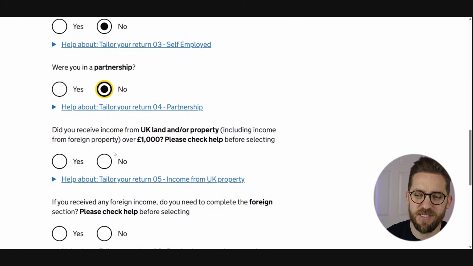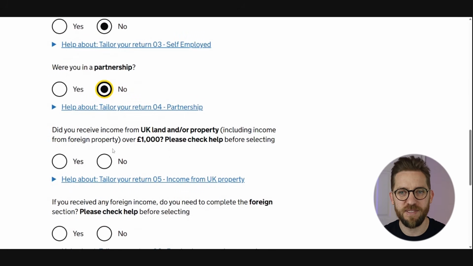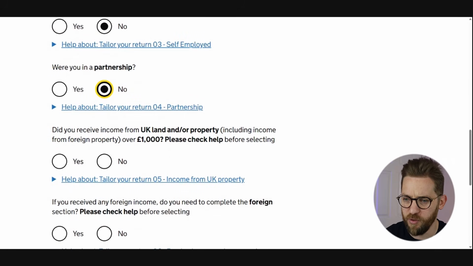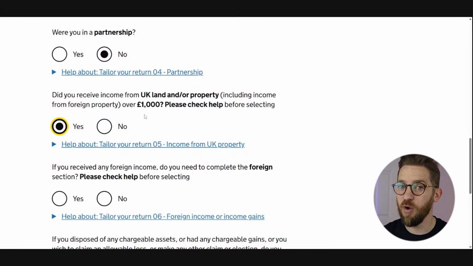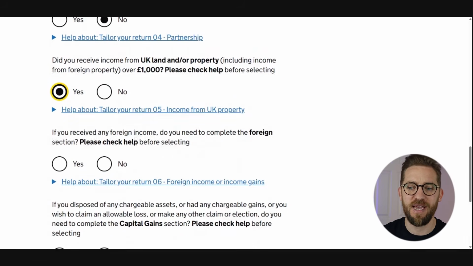And then here, this is the question that relates to property income or rental income, however you want to refer to it. Did you receive income from UK landlord property of more than £1,000? So I'll say yes. Below £1,000, you're covered by an allowance, so you wouldn't technically need to declare anything, although there can be situations where you still want to declare below that 1,000. But in this case, I have way more than £1,000 of property income, so I'm going to say yes.